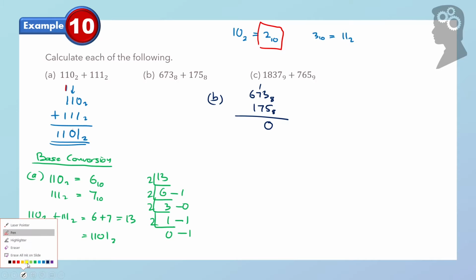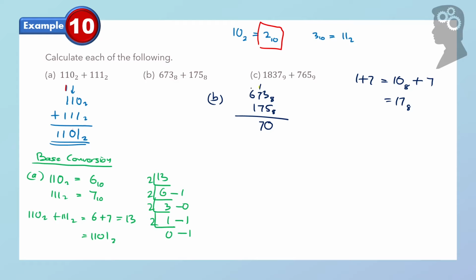Now this is getting a little bit interesting, because you would be adding 1, 7 and 7. Let's do it step by step. Let's do 1 plus 7 first. 1 plus 7 is basically 8, which is 10 in base 8. And then you plus another 7. That becomes 17 base 8. So you put 7 here and put 1 on top here.